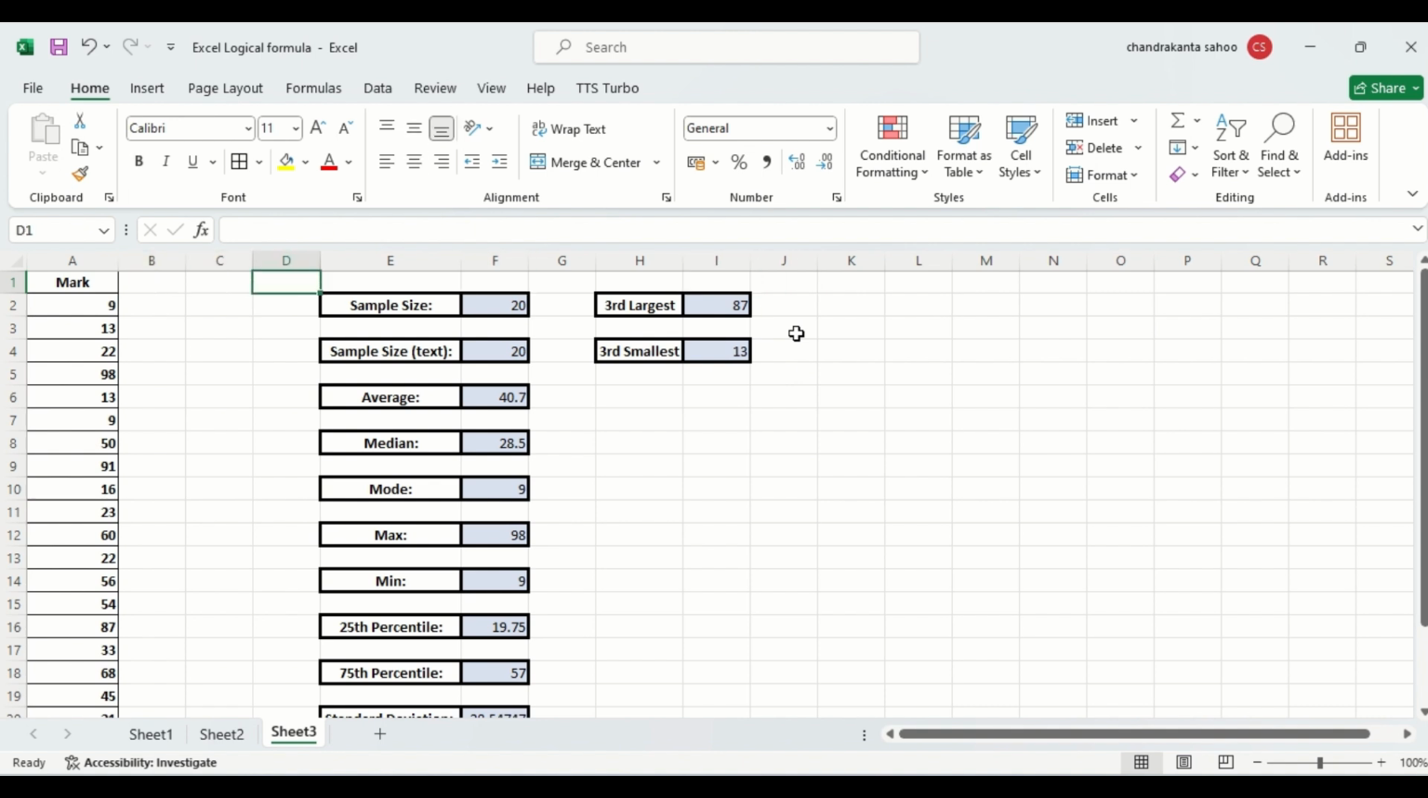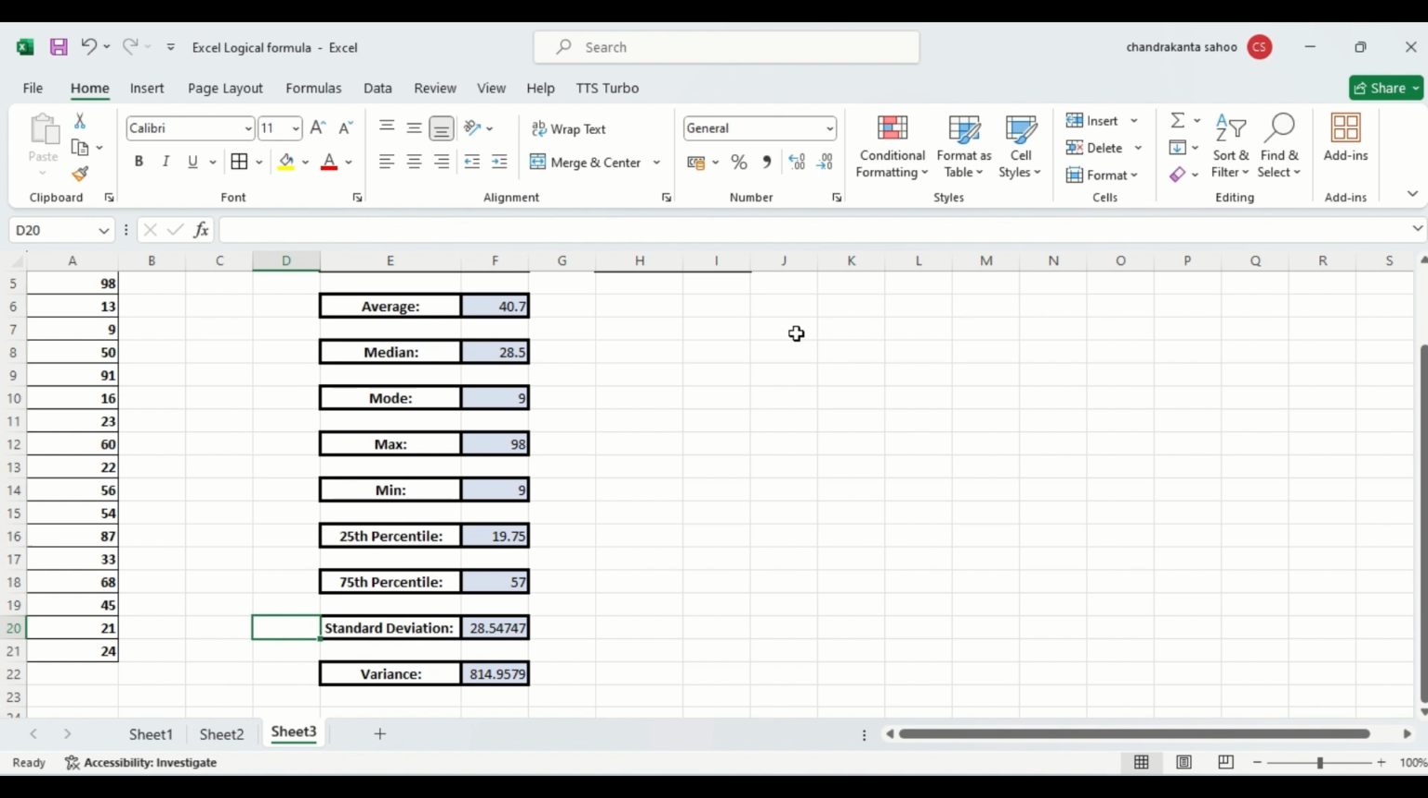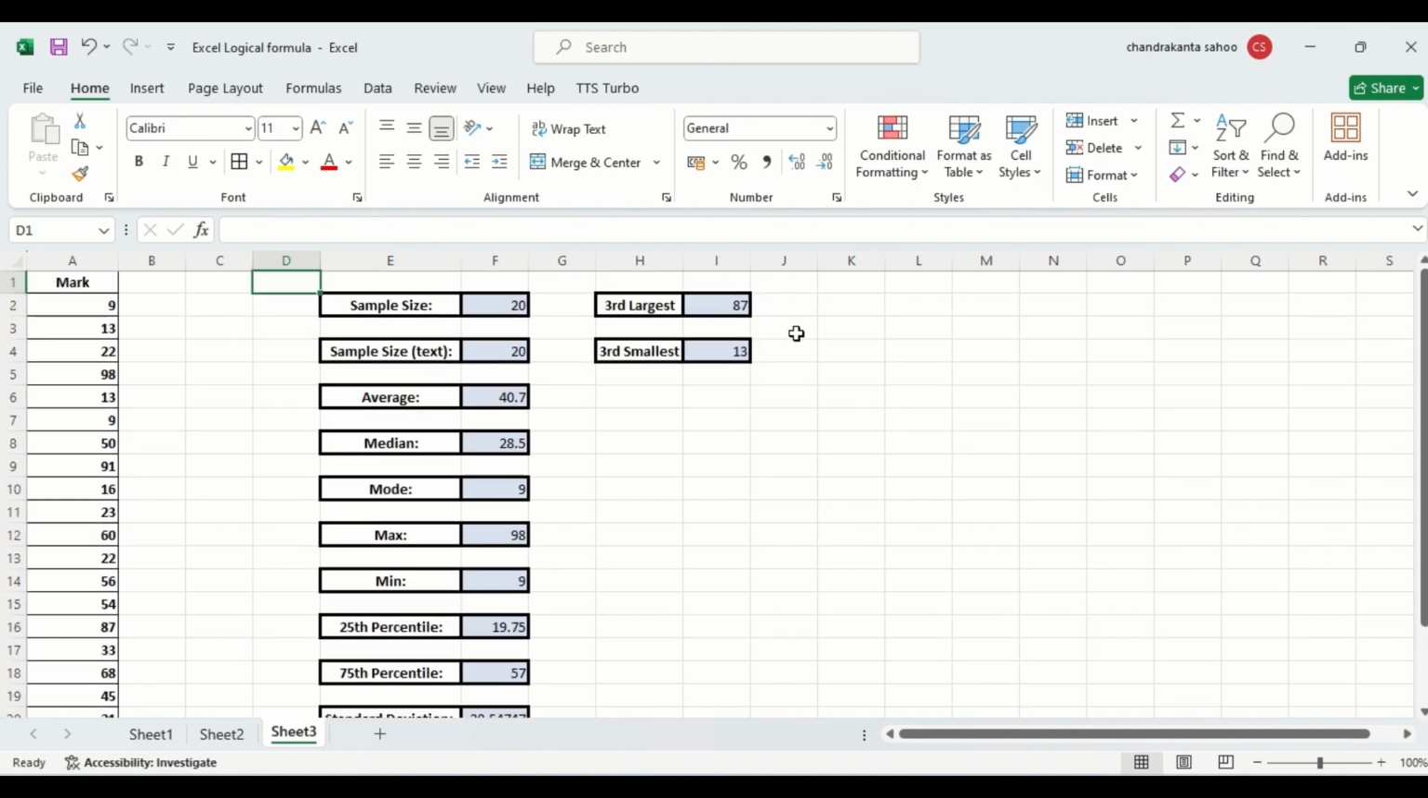We have understood here the concept of population and sample. We also got the sample size by using the formula COUNTA, and then average, this is the mean, then median, then mode, this is the most repeated value, then the maximum number, the highest number, then the minimum number, then the 25th percentile, 75th percentile, standard deviation, variance, and we also learned the third largest and smallest numbers.